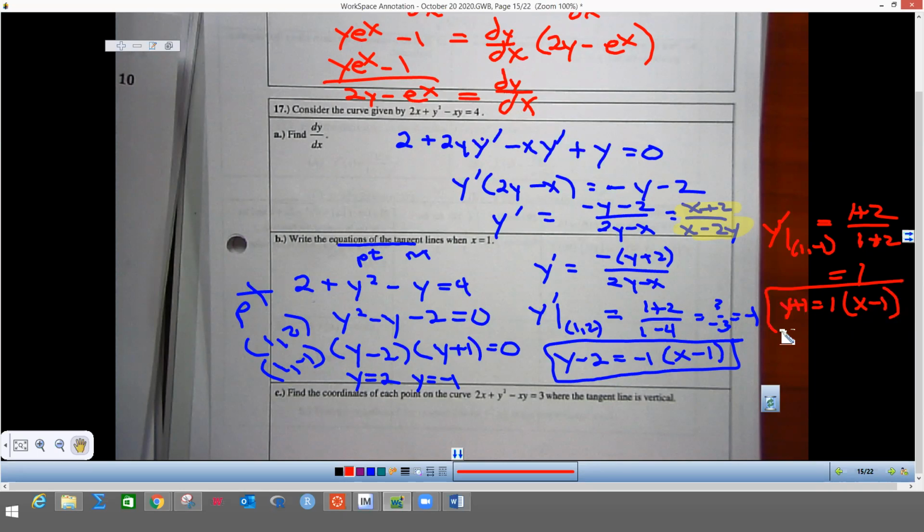So there are actually 2 tangent lines. There are 2 tangent lines at x equals 1. So that's kind of a tricky problem. Going on to part C.